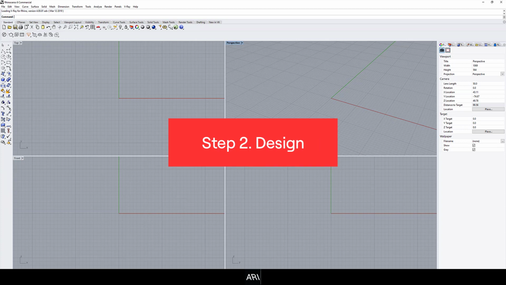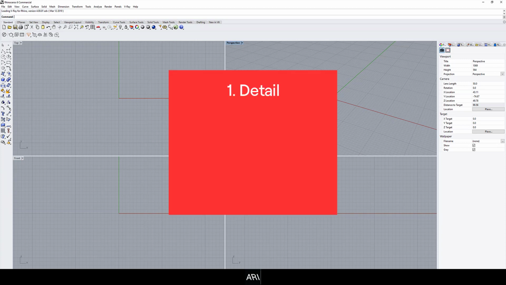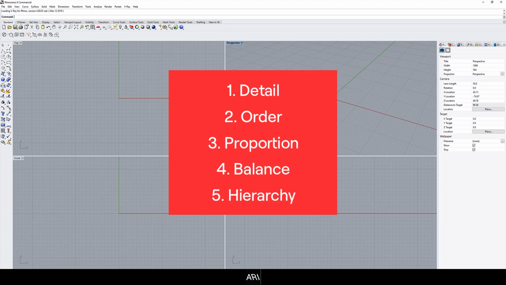And in order to craft a successful composition in our render, we need the following variables: detail, order, proportion, balance, and hierarchy. While this is by no means an exhaustive list, these are key factors I always have in the back of my mind when I'm setting up an image to render and design the composition of a scene.